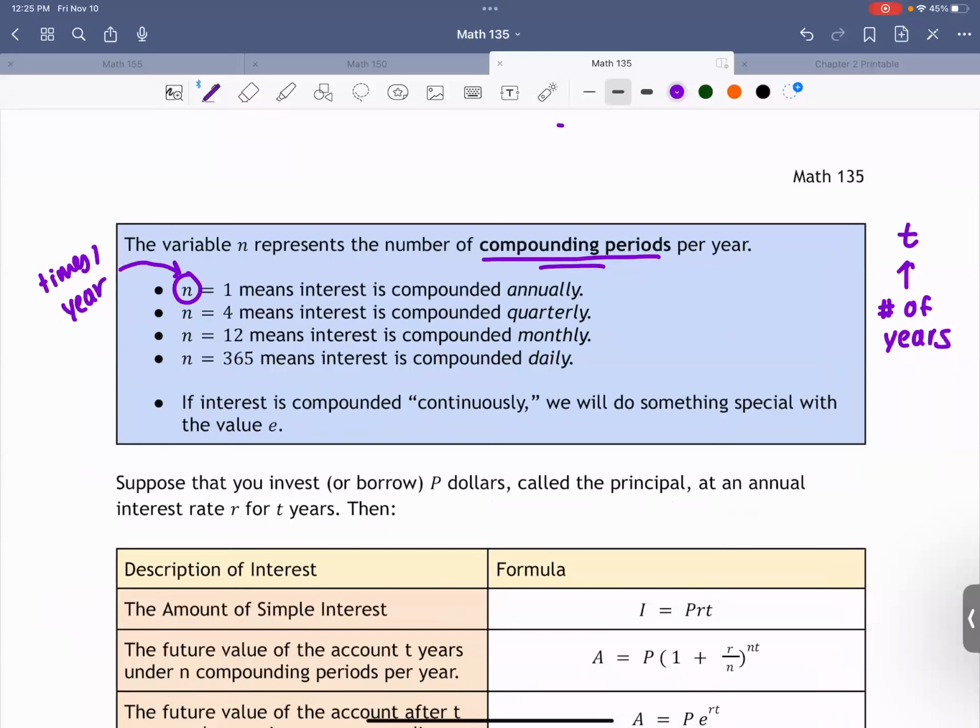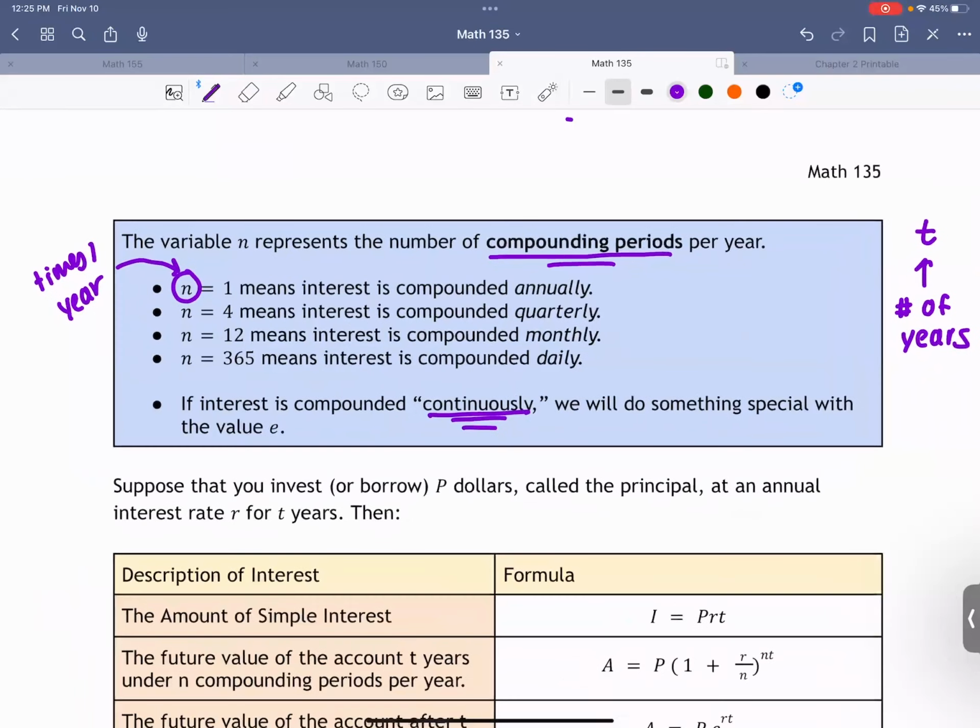Okay. Now, one other thing that we'll talk about is this idea of compounding continuously. Some banks don't compound annually, daily, anything like that. They'll actually compound continuously, which means it's just constantly being compounded. There's no set day that they're going to compound your interest. It's just constantly doing it. And in that case, we're going to do something with the letter E. So if we're compounding at very specific times per year, annually, quarterly, monthly, we're going to use a very specific formula with N. If it compounds continuously, this letter E comes along somewhere.